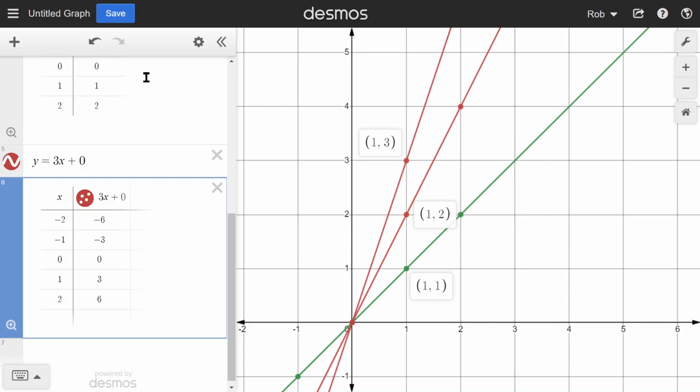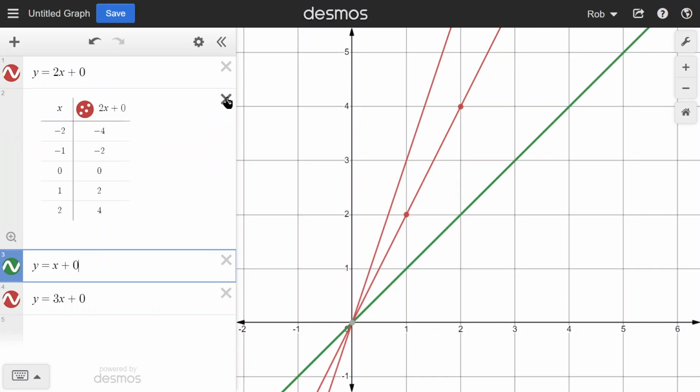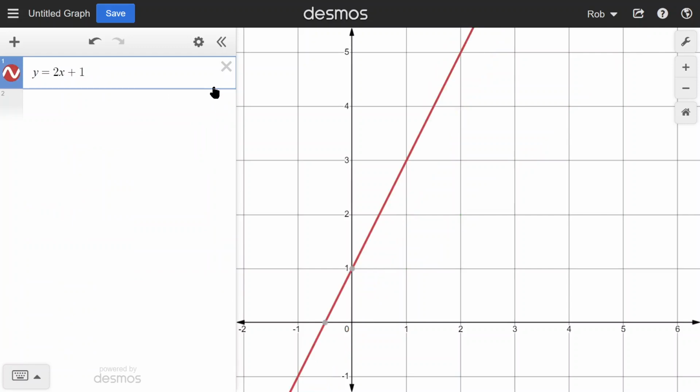But I'm going to get rid of all that for a moment. Let's get rid of all that, because sometimes people think things that are not true and it mucks their brains up. Let's go back to this graph here. Instead of having y equals x plus 0, I've got y equals 2x plus 0. I've got 2x plus 1.